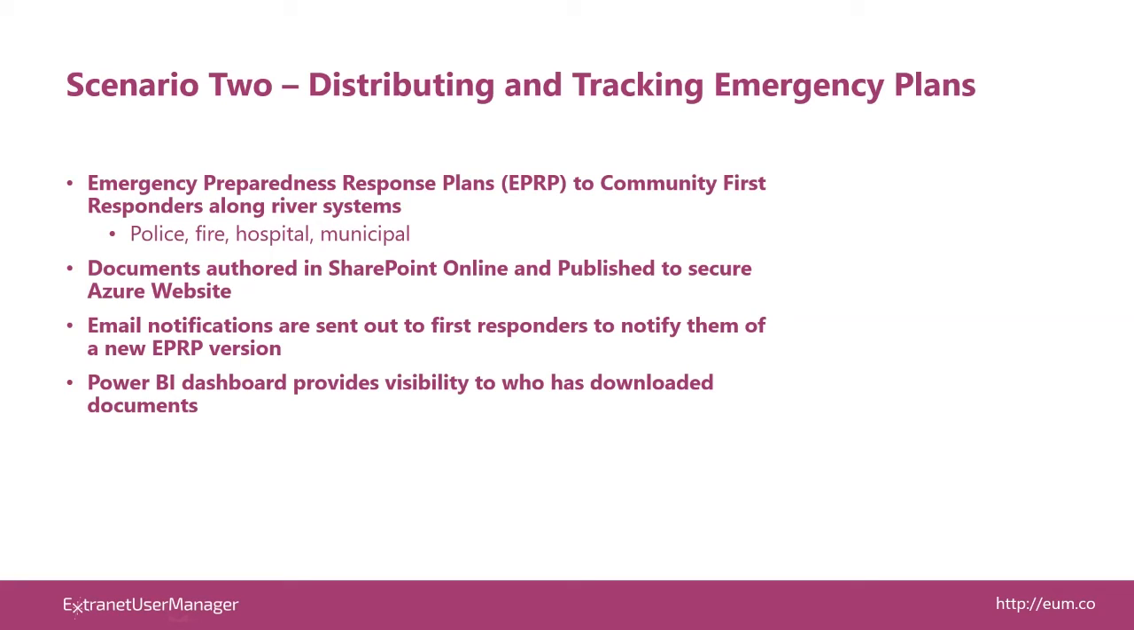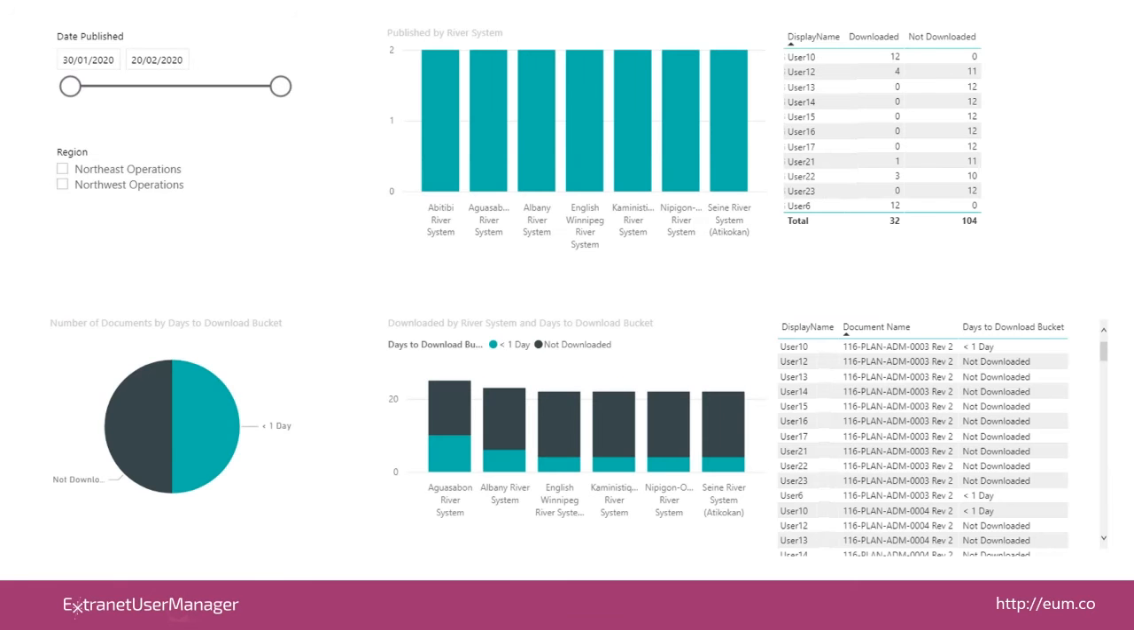I won't take you through the portal side of it, but I want to use this as an example on the Power BI side. This is just some dummy demo data, but it gives you a quick sense of some of the things we can do. We've got what are called slicers in Power BI, so we can pick a particular time range. Maybe we're only interested in activity over the last month. And we can see the number of documents published to different river systems that have downstream first responders who need to be aware of them.